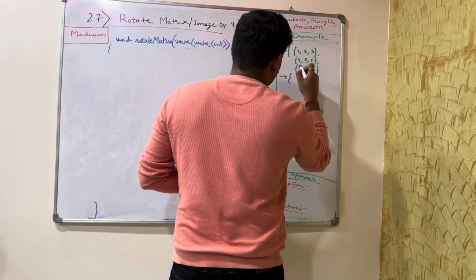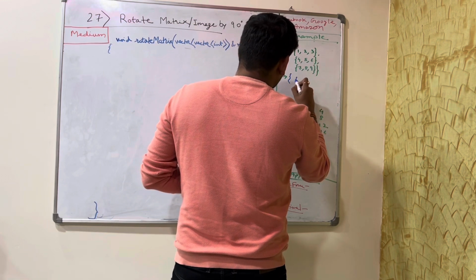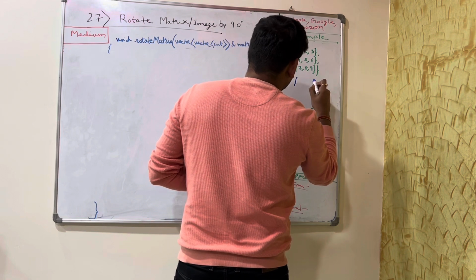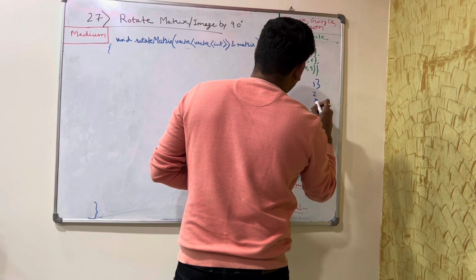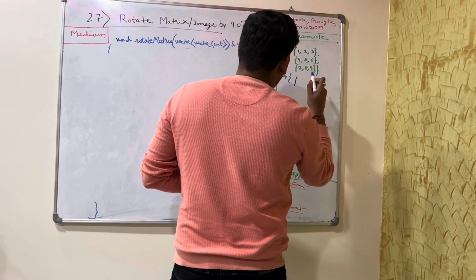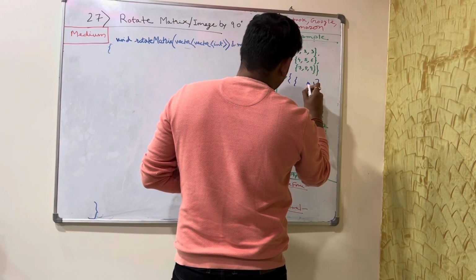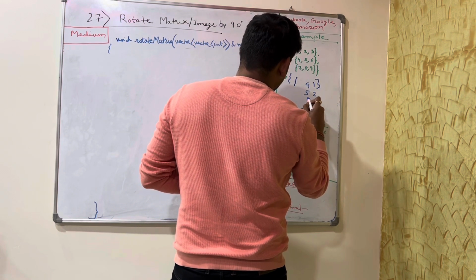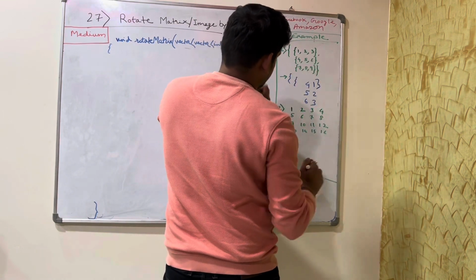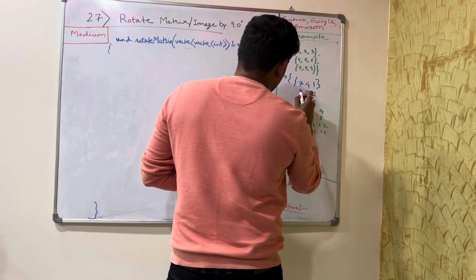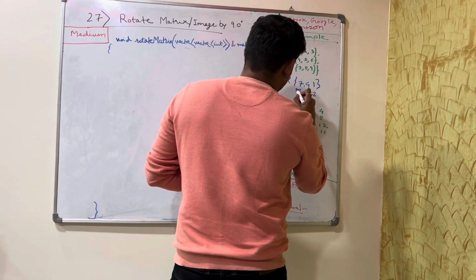The first row will become the last column. That means 1, 2, 3: 1 will come over here, 2 here, 3 here. 4, 5, 6: 4 will come here, 5 here, 6 here. And the last row will be the first column: 7 will come here, 8 here, 9 here. So this will be our answer.